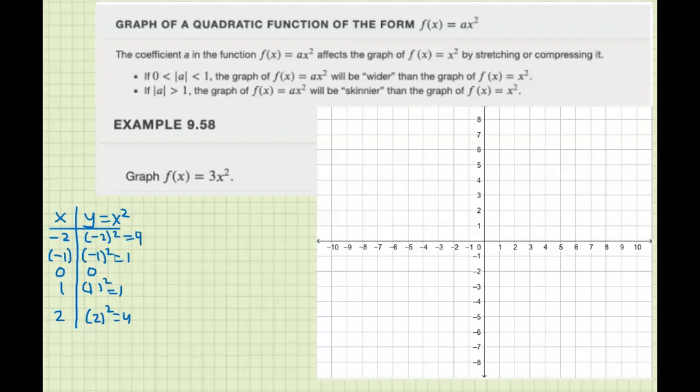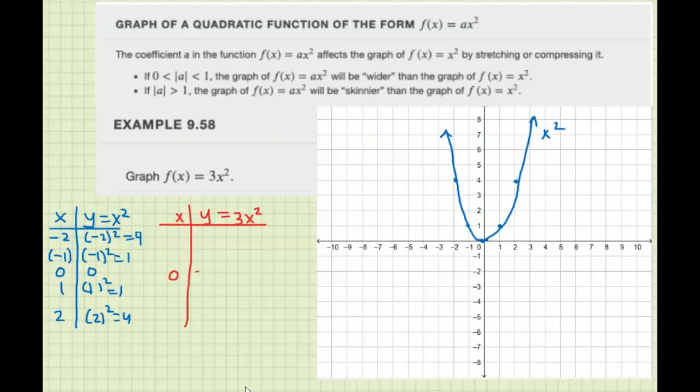Alright, so we have our graph right here: 2, 4 to negative 4. This is our original x squared graph. Alright, let's do the next one. So we have x and y equals 3x squared.